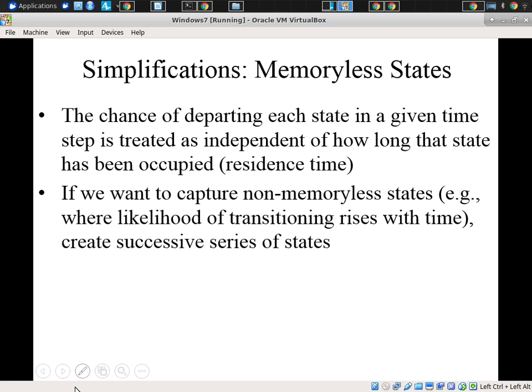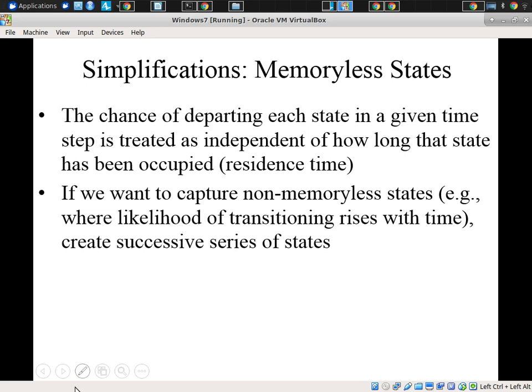Now, this is actually not an assumption which is highly baked into the method. It is for basic hidden Markov models. There's a variant of this called semi-hidden Markov models, or semi-Markov models, which relax some of these assumptions. Memoryless states seem like a strong assumption, but it turns out the method is pretty robust when this is violated. And there are two reasons why.